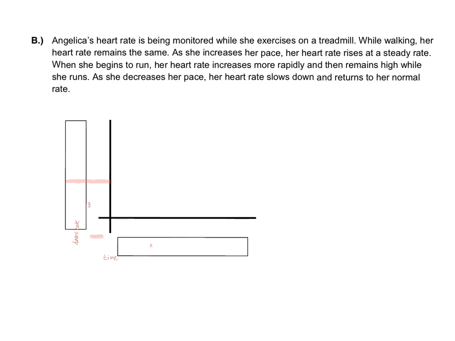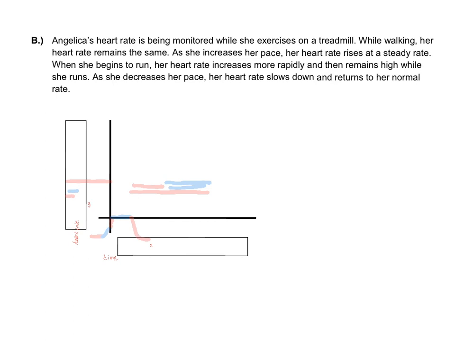As she increases her pace, her heart rate rises at a steady rate. So let's show rising at a steady rate. It's just kind of going up at a smooth pace here. When she begins to run, her heart rate increases more rapidly. So increases more rapidly would be pretty sharp. And then remains high while she runs. Okay, so it's going to remain high for a bit. As she decreases her pace, her heart rate slows down and returns to her normal rate. So it slows down and then returns to that normal rate.